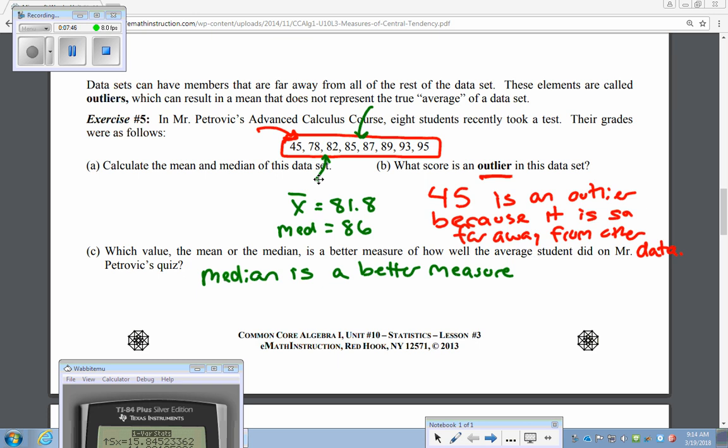Okay, and that 86 is more centered around the data. So sometimes outliers can affect the mean, like in this case it did. But you want to make sure that if you do pick a measure, it's a measure that's in the middle of most of the values that are given to you.